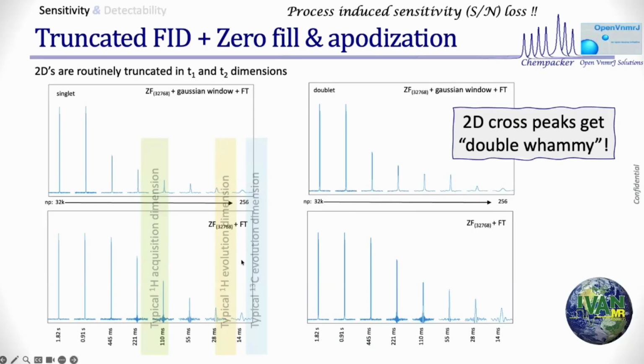And this is a homonuclear evolution dimension. This is where you are in 256 increments, whatever. C13, if it's an HSQC, you are somewhere in 5 millisecond acquisition time in the evolution dimension. This is a double whammy on 2D. I am projecting you a triangle going down in height. In 2D, it's a cone. It's going broad on both sides. It's becoming broader in the evolution dimension, it's becoming broader in the acquisition dimension. Double whammy. That picture doesn't even tell you how much signal to noise from a peak height definition point of view. We are giving up.